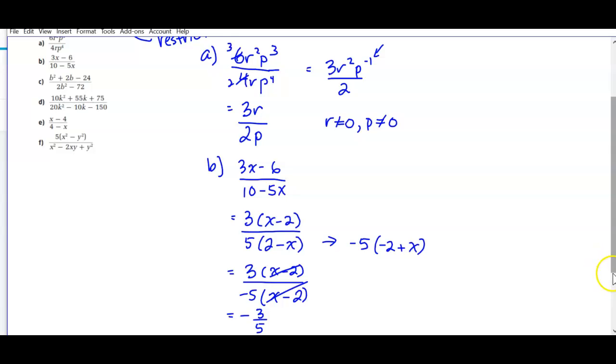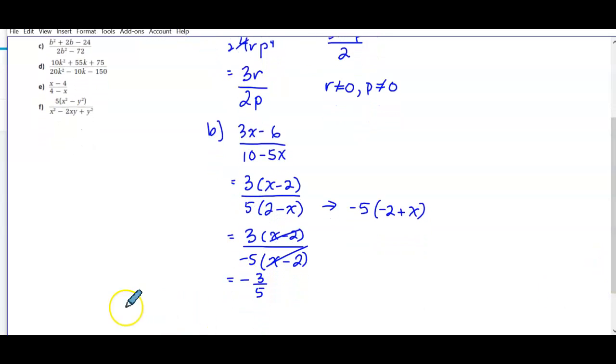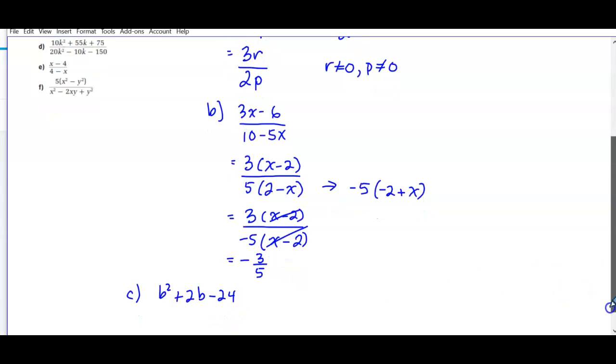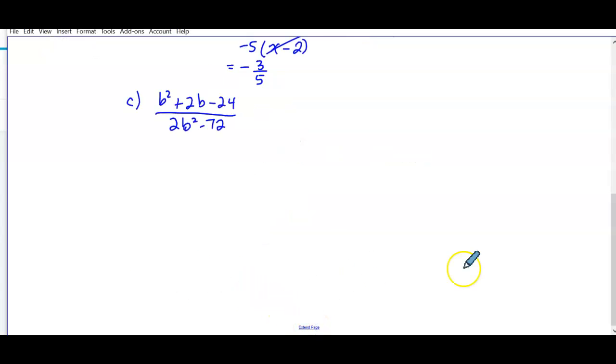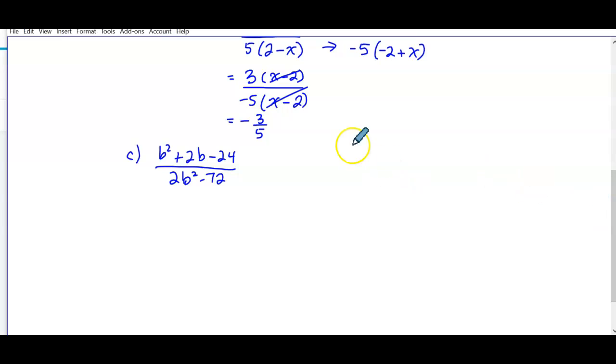Okay, and then C. So C is going to be b squared plus 2b minus 24 over 2b squared minus 72. Now, if you need to show your work for factoring, do it outside of the actual rational expression. So if you're not sure how to factor this, or if you use decomposition, do it outside. This one here, in this case, it's a simple trinomial, so you're looking for two numbers that multiply to -24 and add to 2. So this, I don't need to show any work.